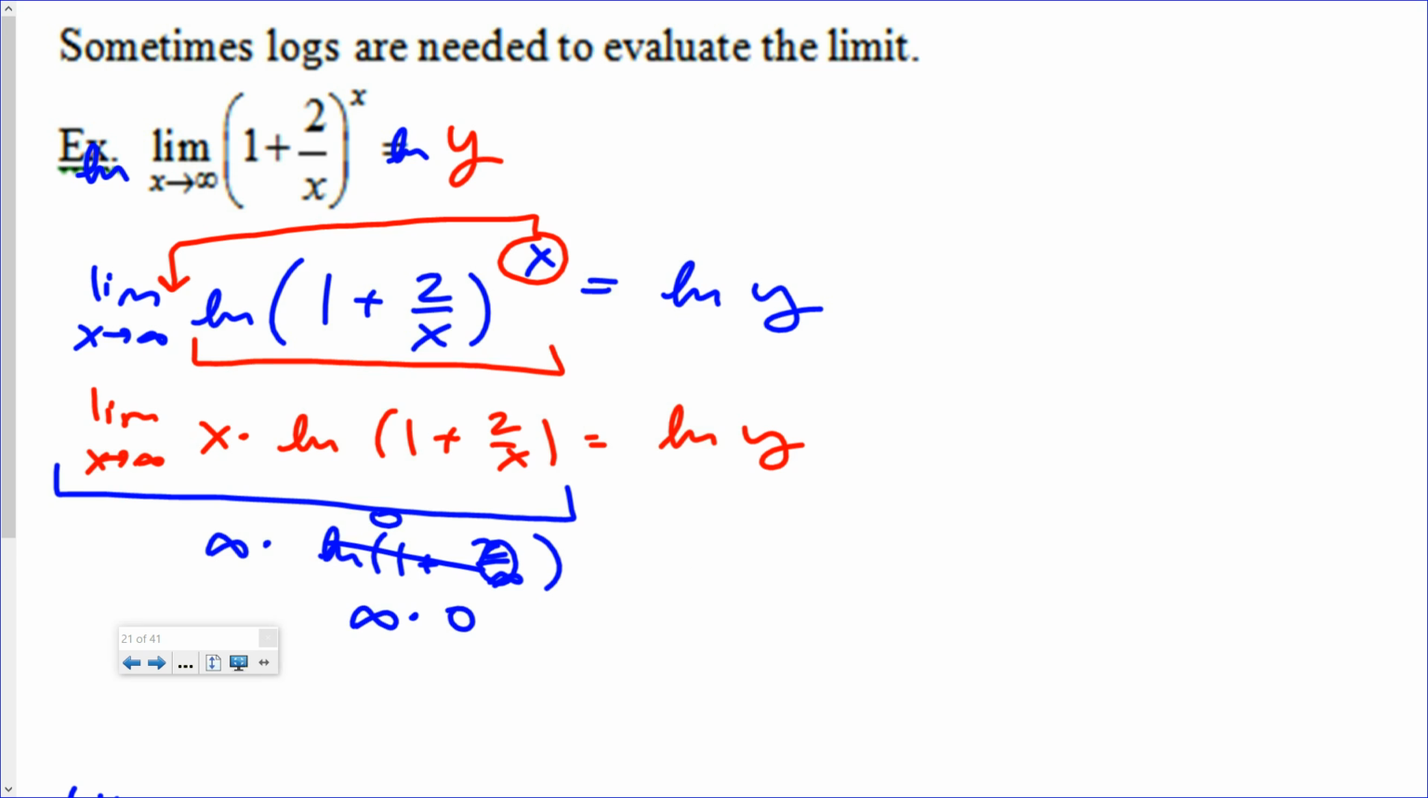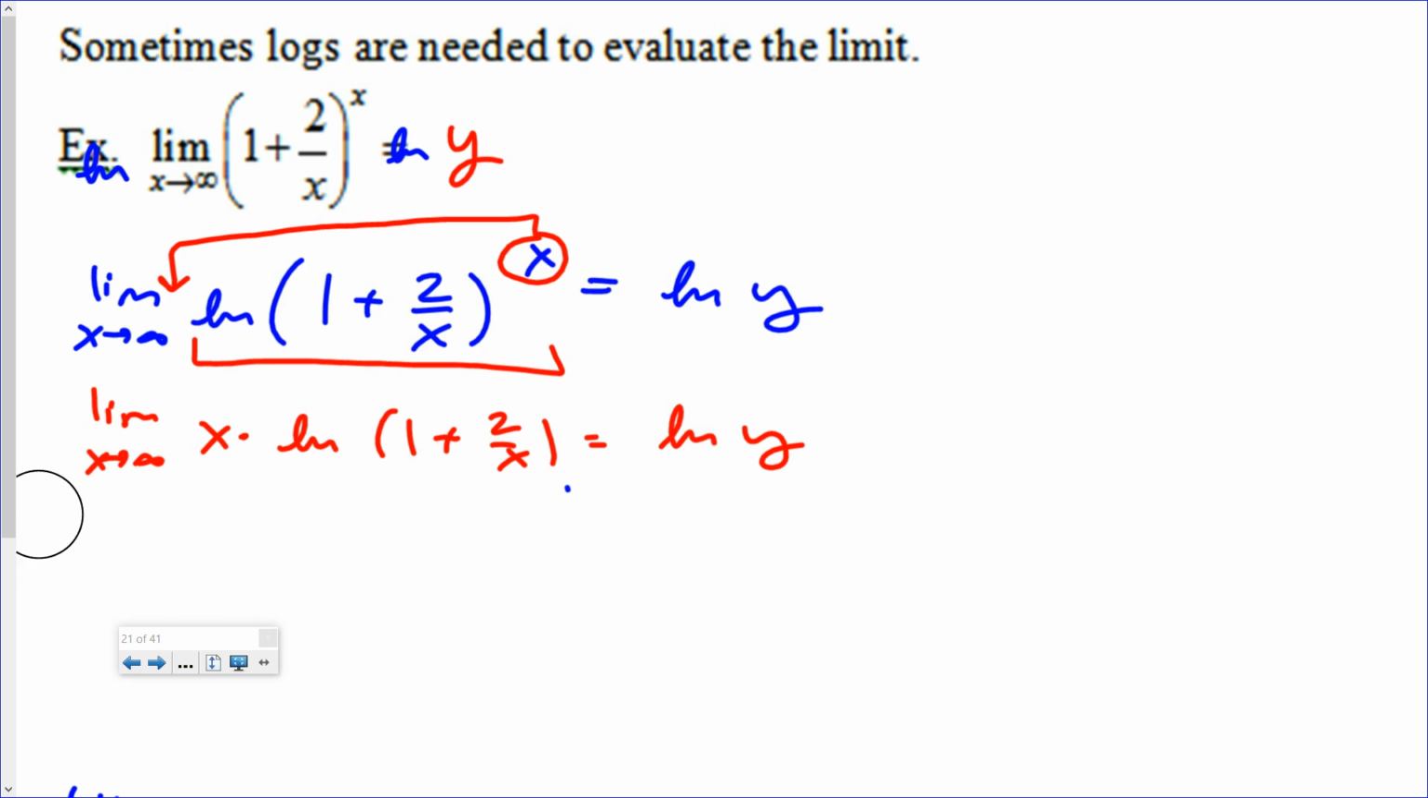So what did I get here? What do I do when I get infinity times 0 or 0 times infinity? Force it to a fraction and do L'Hopital's. This is actually an indeterminate form. I'm going to force this into a fraction and do L'Hopital's. Now, unfortunately, this is not easy to force into a fraction, or is it?